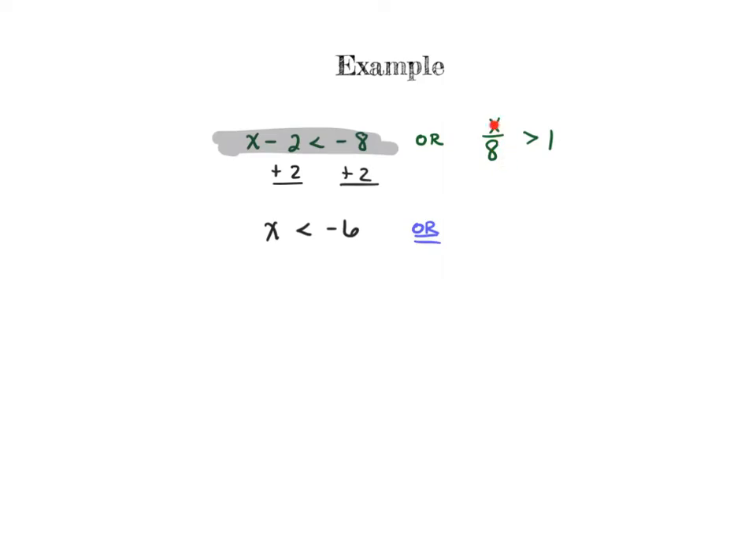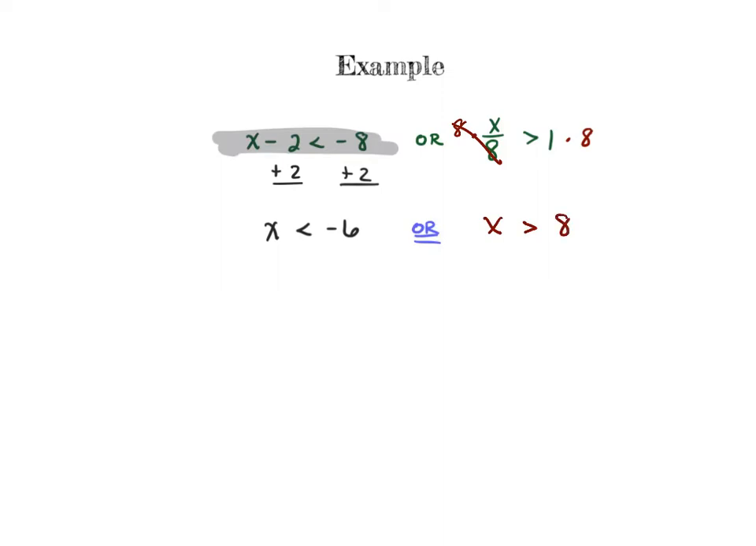The next statement, we got x divided by 8 is greater than 1. We can't simplify each side, we just have to get x alone. Well, it's x divided by 8, so to undo division, we will use multiplication. We can see the 8's cancel, giving us x is greater than 1 times 8.